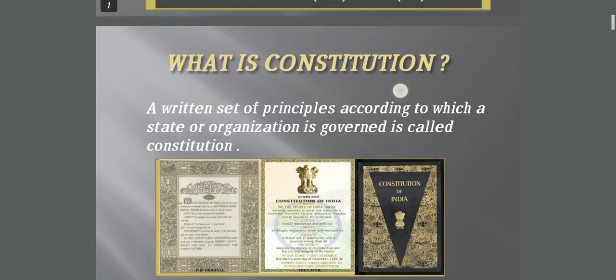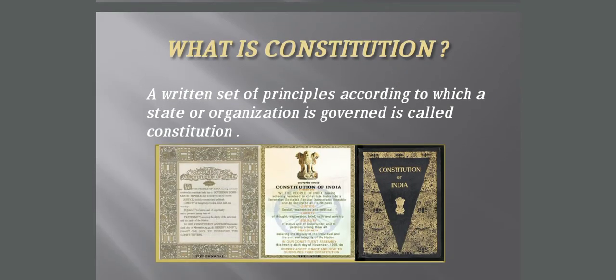Now we come to what is a constitution. Well, when we talk about the definition, it is a written set of principles according to which a state or organization is governed, and that is called a constitution. It means it is a set of principles by which a nation is run.